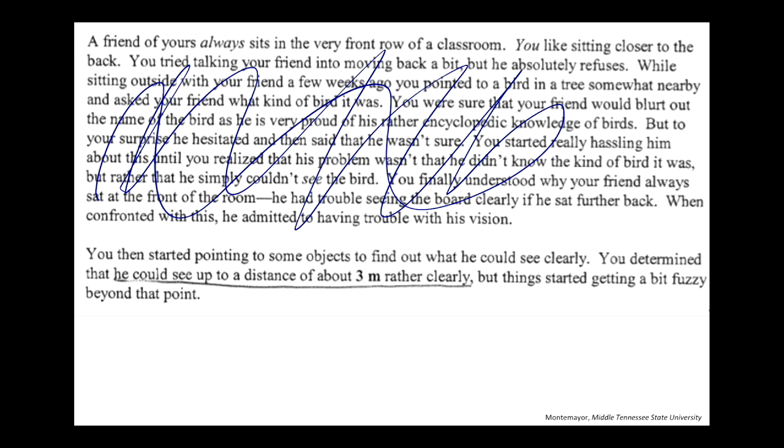The idea is your friend can't see the bird or refuses to answer your question, and you start to wonder why. So this sentence happens where apparently you start experimenting on your friend. Notice, you then start pointing to some objects to find out what he could see clearly. That sounds like experiments on your friend. After this, you determine that he could see up to a distance of about 3 meters rather clearly, but things started getting a bit fuzzy beyond that point. So if we're trying to ask about near points and far points, it's just experimentation.